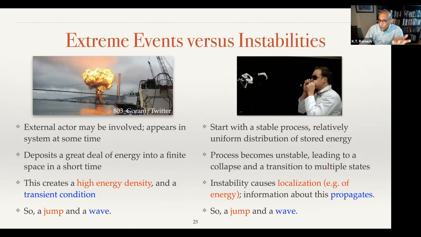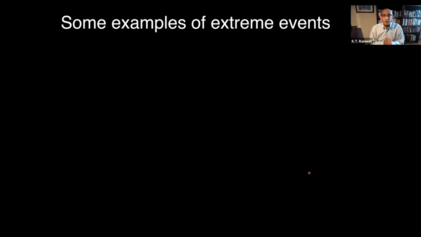The point is, when you develop this instability, when the system begins to fail, your energy gets localized. Something gets localized, typically the energy localizes. The information about the localization propagates. Localized meaning it's not spread out everywhere, it's concentrated in one area, which means you get a high energy density. That gives you a jump, and the propagation gives you a wave. So although you've got different backgrounds to how these things develop, the end result is this jump and the wave in both cases, okay? But one tends to think about these differently. You think of the external actor problem, the extreme event, as being a sudden event. This is something that happens slowly. Okay, I'm going to show you some examples of extreme events here to try to bring things together.